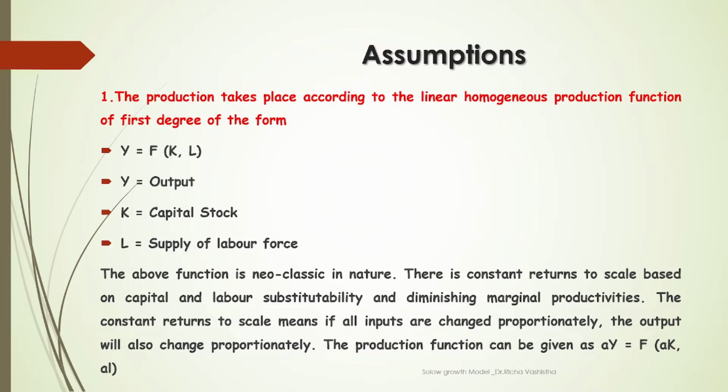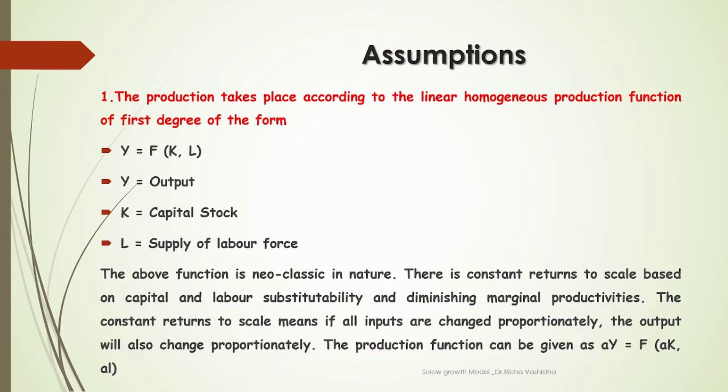Kindly excuse me here. And yes, the second factor is diminishing marginal productivities. So these are the two reasons why it's called a constant returns to scale production function. Meaning that if all the inputs here are changed in a fixed proportion, then the output will also change in the same proportion. That is why it has been called the constant returns to scale production function.